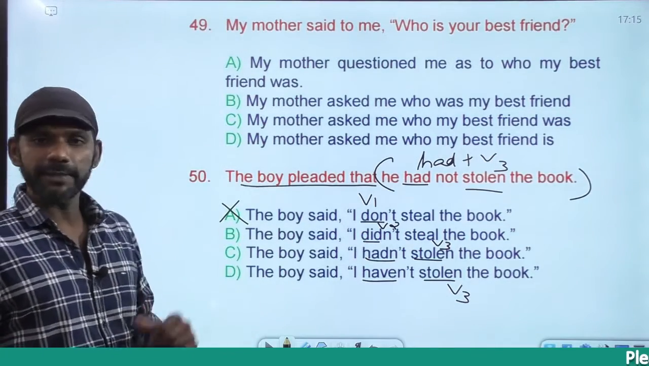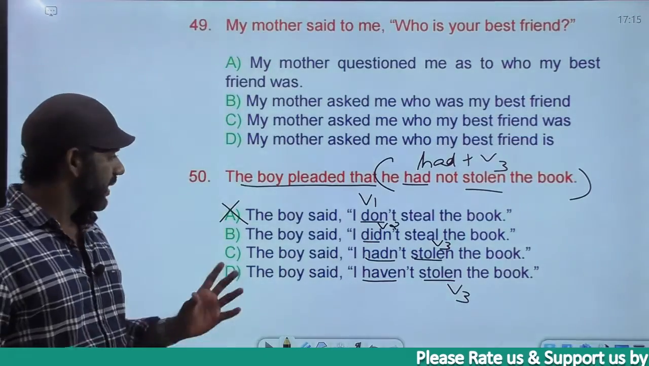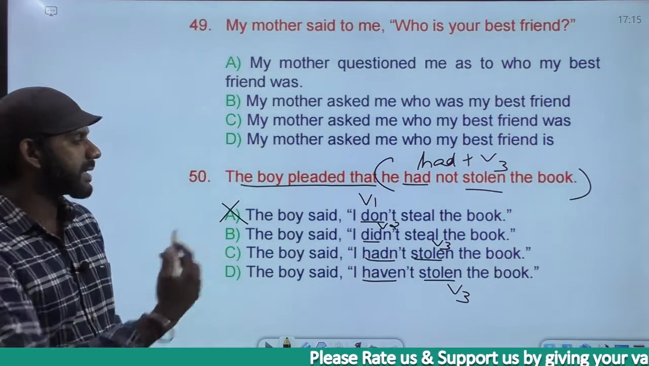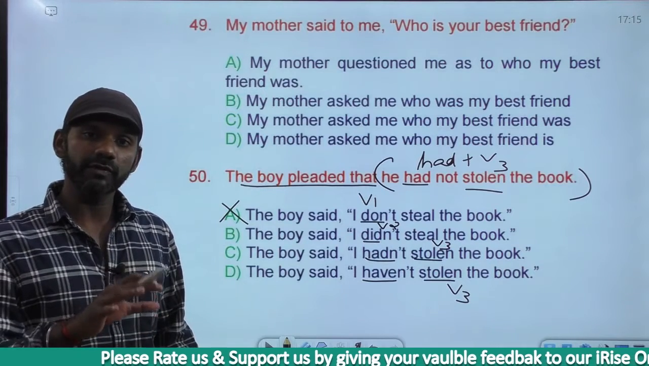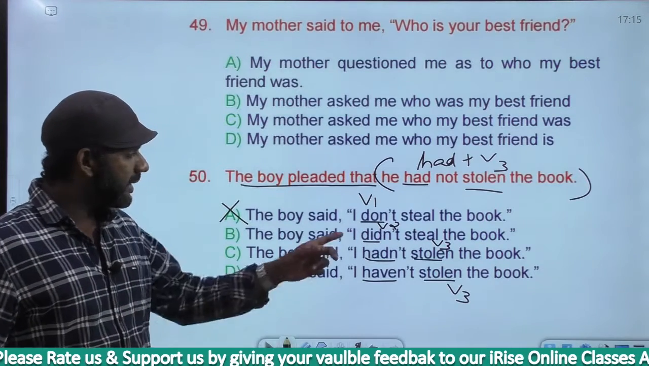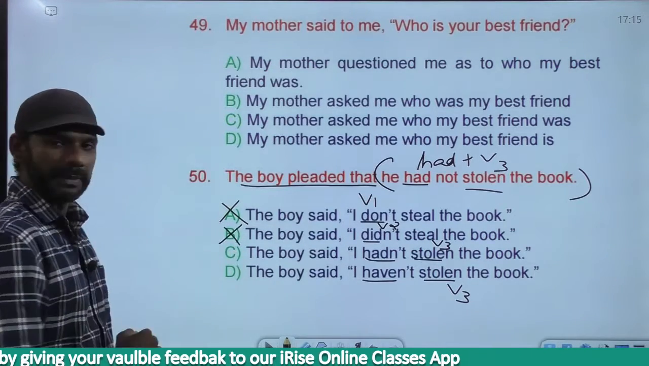Now come to option B. We'll approach the options based on these rules. The boy said, I didn't steal the book, simple past. And simple past is used when the time of the past action is mentioned. Here the time of the past action is not mentioned, so option B is eliminated.